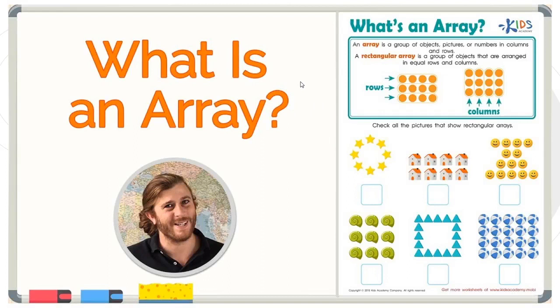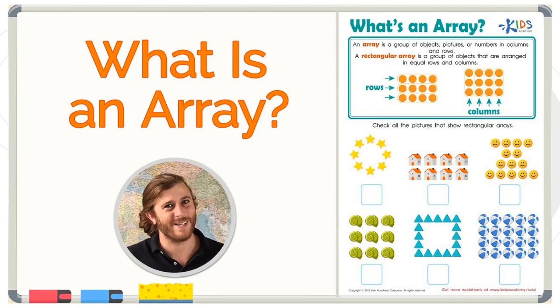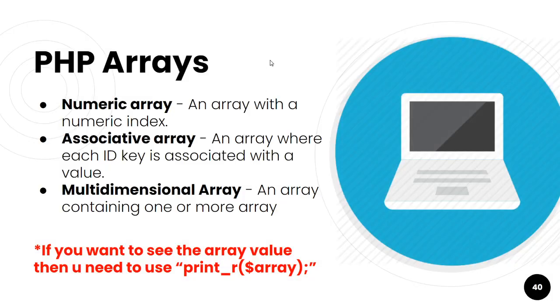What is an array? Here is an array. Do you see a pattern, guys? An array is basically a bunch of data that is arranged in such a way that we can call certain parts of that array, or we can call the whole thing in a systematic way. So PHP has arrays. You can create arrays. They have numeric arrays with numbers, associative arrays, and multi-dimensional arrays.